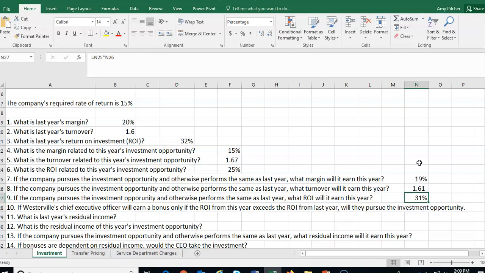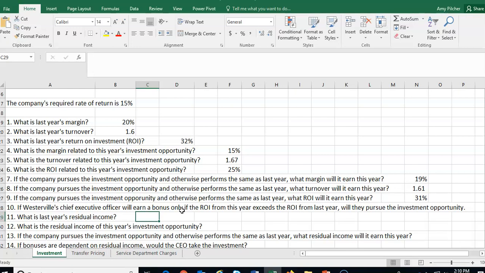This is one of the reasons that we continue to come back to that we should not evaluate bonuses based on one measurement or one metric, because the CEO in this case would turn down this investment opportunity. So the other measurement we can do is residual income. If you remember from the lecture and from the textbook reading, residual income is operating income minus the average investments times our minimum required rate of return.